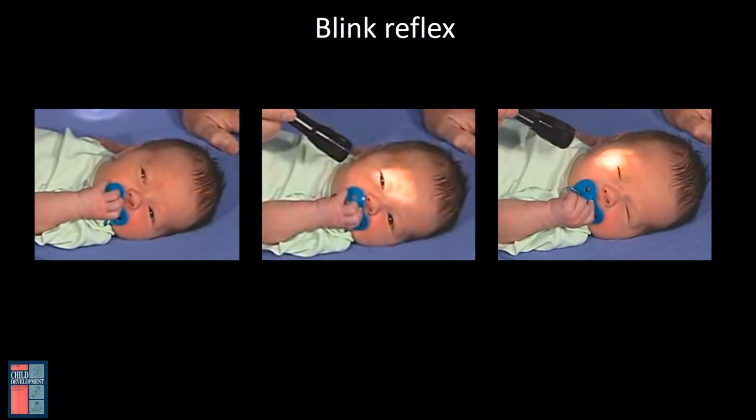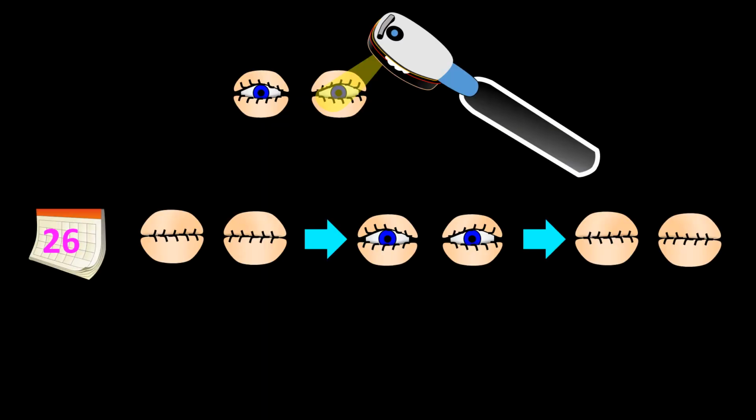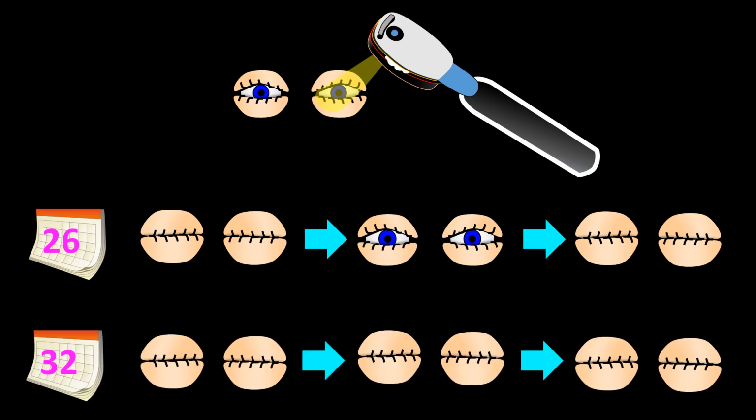This reflex is achieved by shining a light in the patient's eye, as illustrated here. In a 26-week gestational age neonate, the exposure to light produces repetitive blinking, whereas by 32 weeks, exposure to a bright light will produce sustained eye closure.